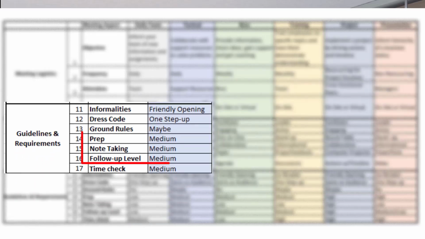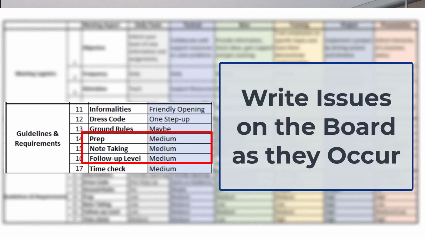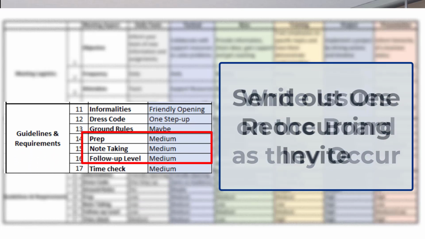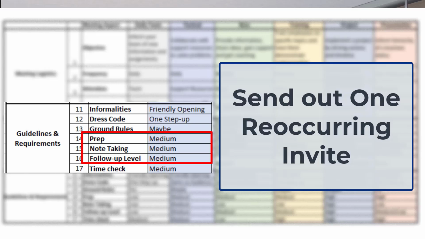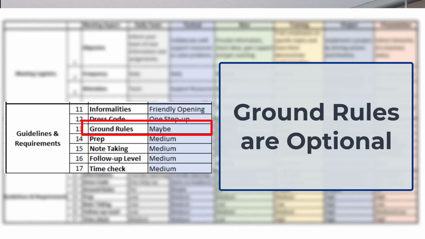These tactical meetings are easy to conduct. Just populate the board with simple talking points that describe the issues. You just need to send out one recurring meeting invite for the same time and place each day. And you only need to establish ground rules if the participants are constantly in violation of basic etiquette.